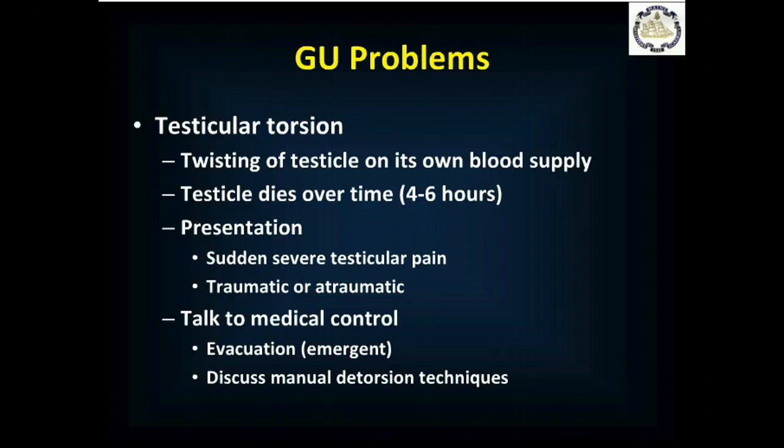And the presentation is sudden severe testicular pain, either after trauma, or sometimes it can happen without trauma. In younger individuals, being very active, exercising can do this. And the pain may go away and come back as the testicle twists and untwists on its own. That's called torsing and detorsing. So if someone's got this kind of pain, you talk to medical control, you need to evacuate them. And if the pain is continuing, it's an emergency because otherwise they'll lose the testicle.